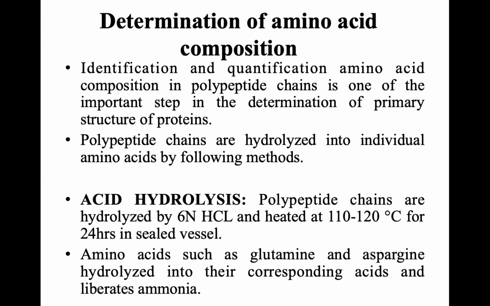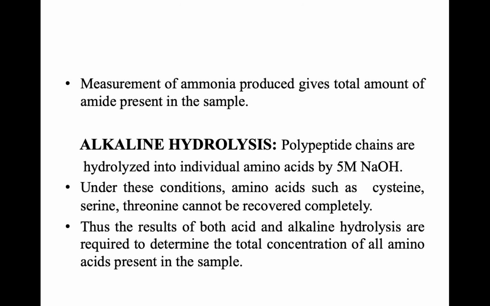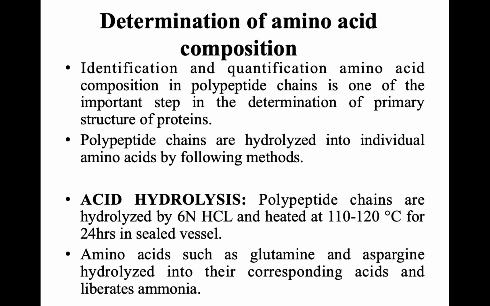Under acid hydrolysis, polypeptide chains are hydrolyzed using 6 normal HCl and heated at 110 to 120 degrees Celsius for 24 hours. In this method, some of the amino acids such as glutamine and asparagine are hydrolyzed to their corresponding acids, glutamic acid and aspartic acid, and liberate ammonia. The measurement of ammonia produced gives the total amount of amides present in the sample. So we can determine the total amount of amides, but we cannot determine glutamine or asparagine directly.